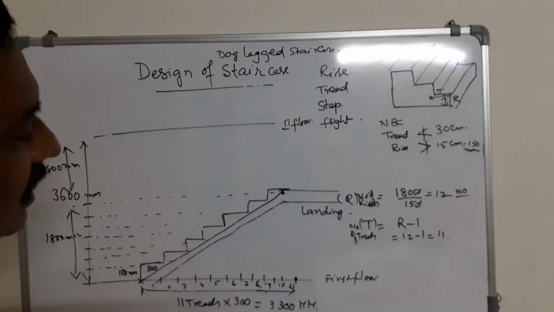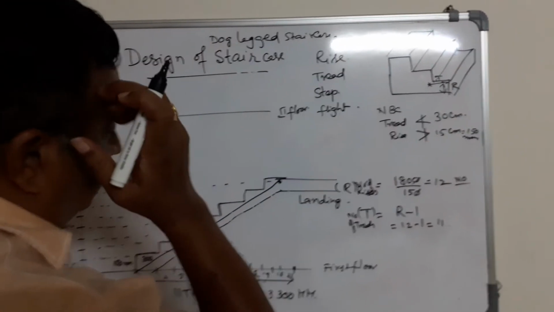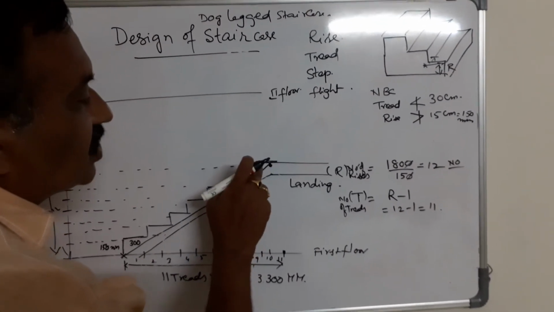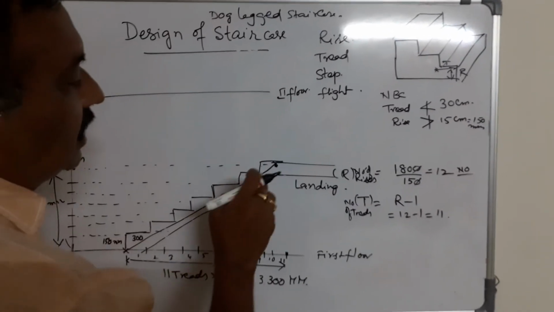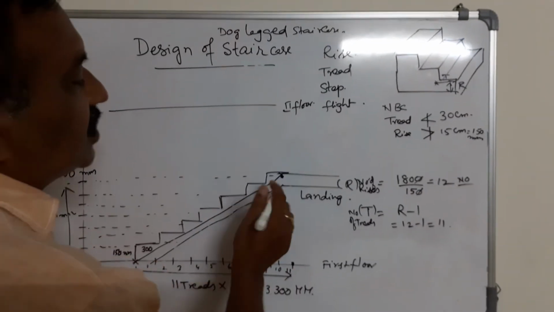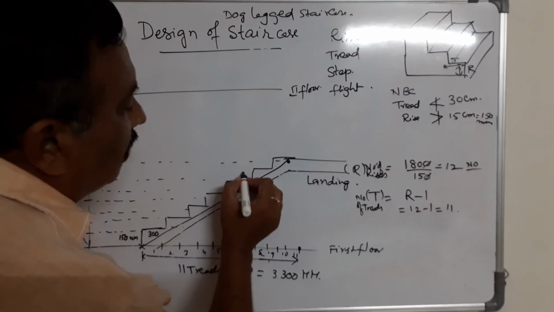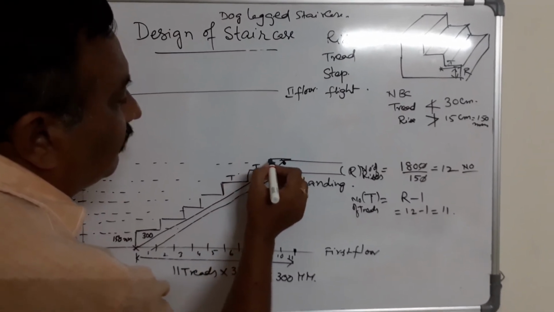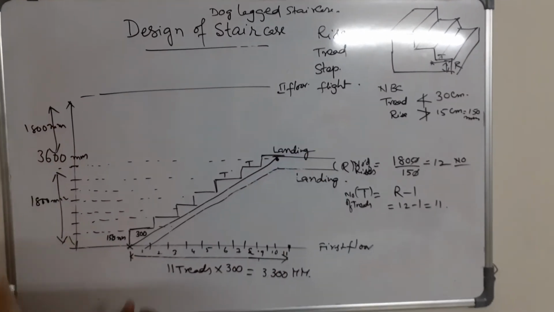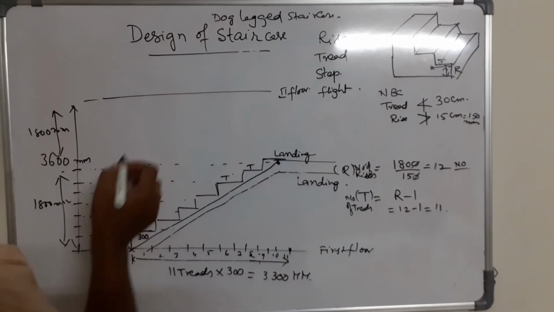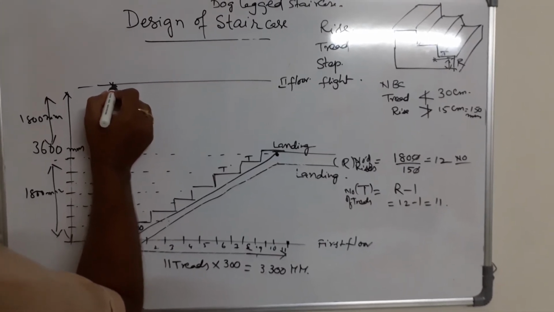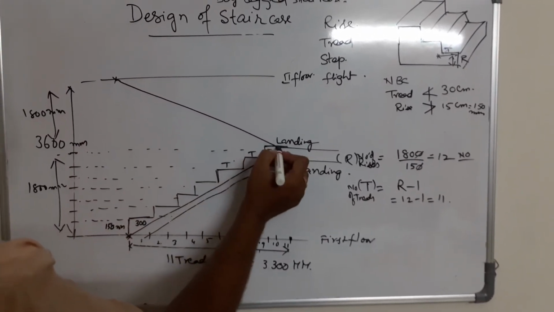See here, the last one, which is called the tread, is going to coincide with the line of the landing. So it will become landing. Up to here, you can call it tread, but here you should not call it a tread. It is called the landing. Okay, landing. So from here, you have to connect these two points.